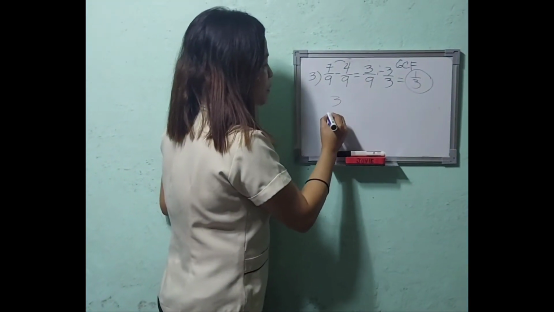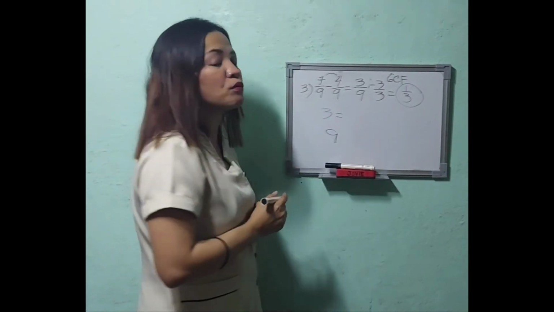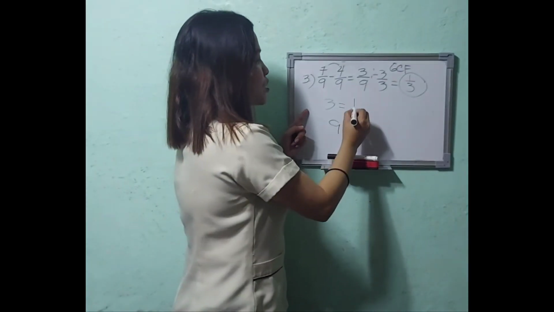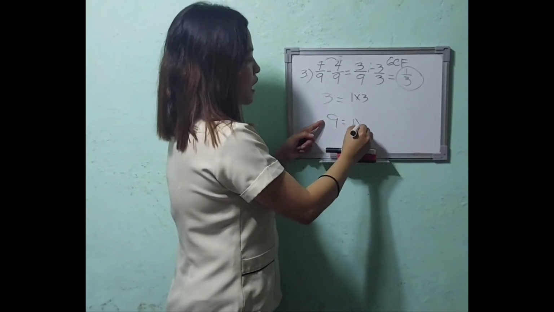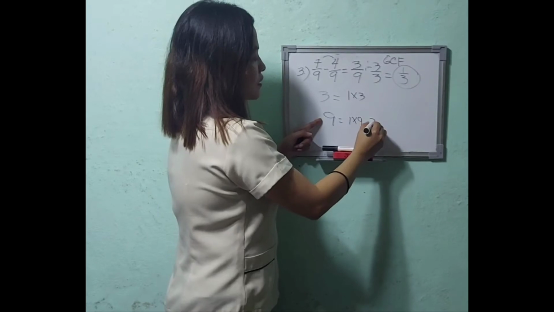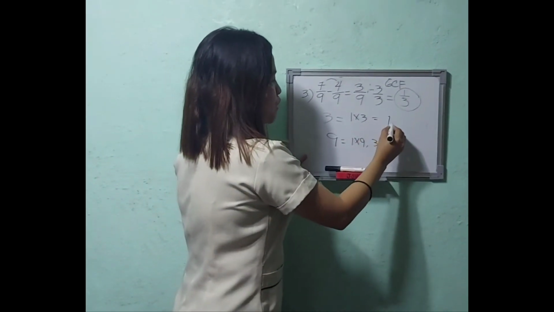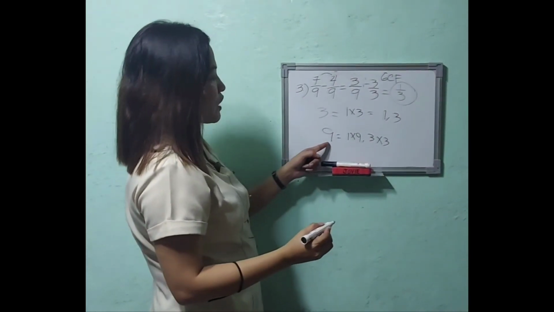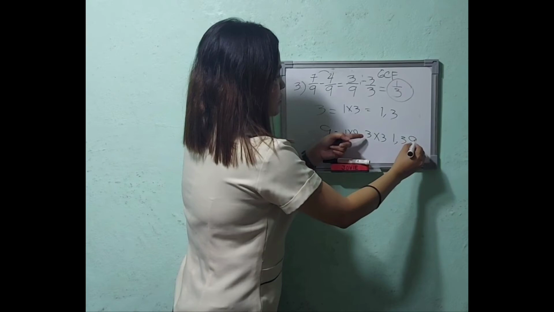So, ano-ano ba yung mga factors ng 3 at ng 9? Ano ba yung mga pinagmumultiply natin? Ang sagot ay 3. 1 times 3. Ito naman, 1 times 9. At saka 3 times 3. So, ano ang mga factor ng 3? We have 1 and 3. Ano naman ang factor ng 9? We have 1, 3, and 9.